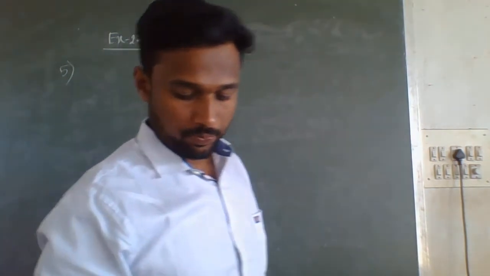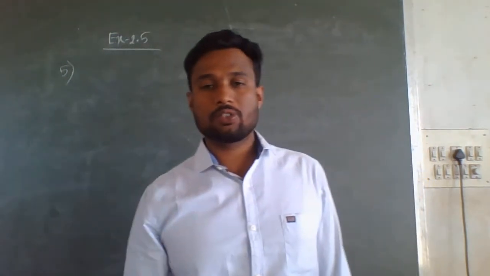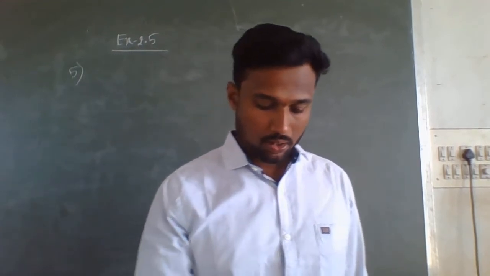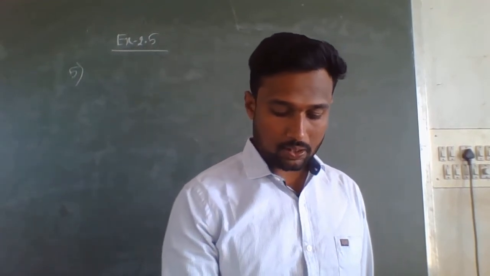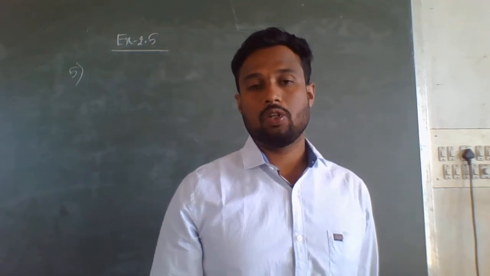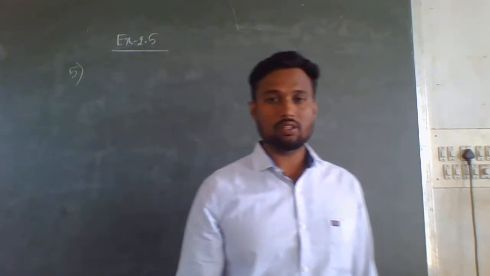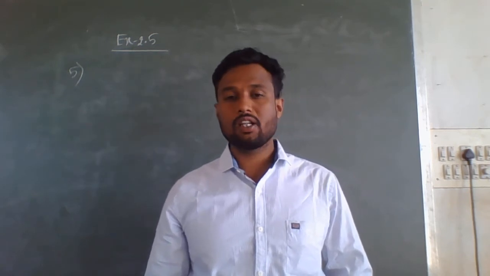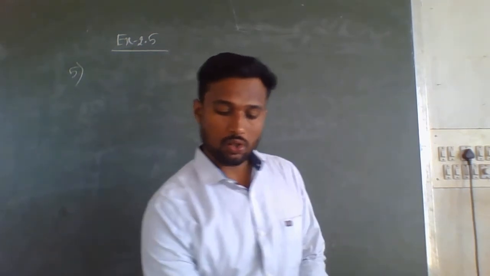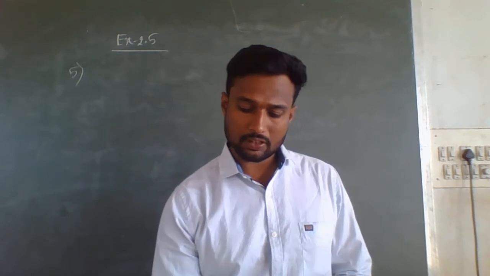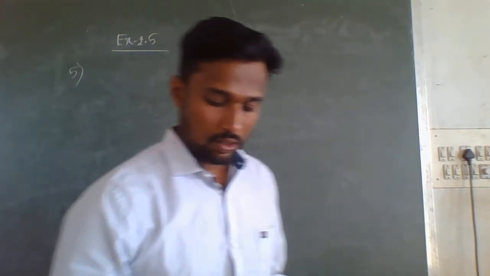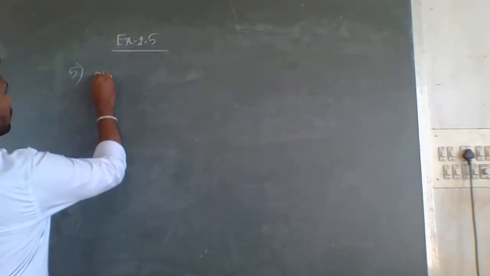So here in fifth problem of exercise 2.5, what they have given here: write the following decimal numbers in expanded form. So they have given decimal numbers, you have to write those decimal numbers in expanded form. We already discussed these types of examples in introduction parts only. So let's see problems in fifth main.